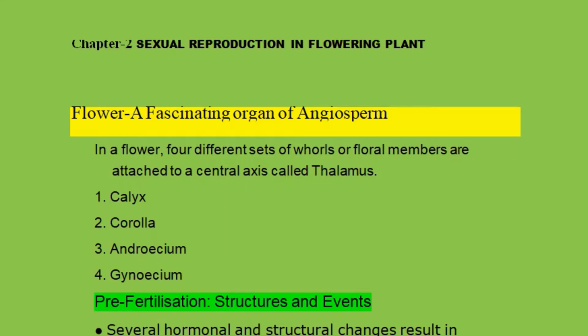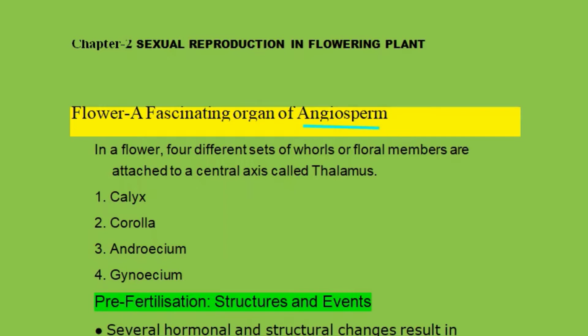So the first term which I can see here is angiosperm. What is the meaning of angiosperm? Angiosperm means flowering plants. The plants which we look around us, all these plants come under angiosperm. So angiosperm means flowering plant.